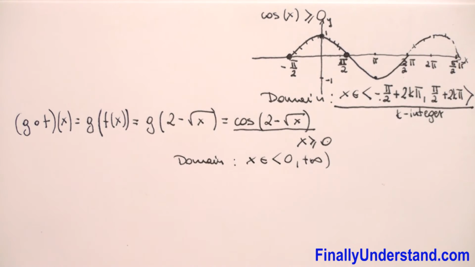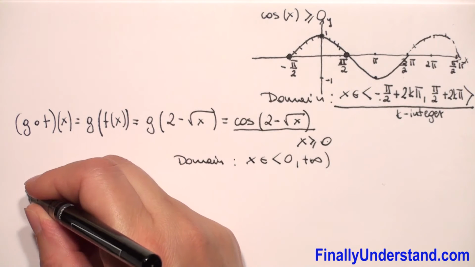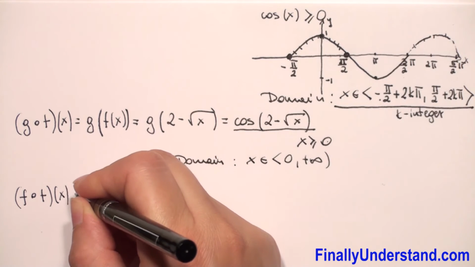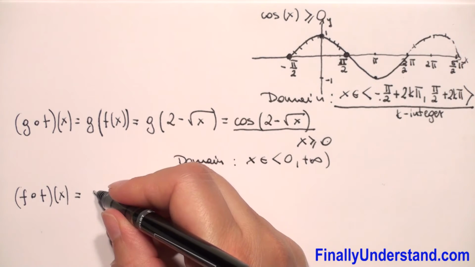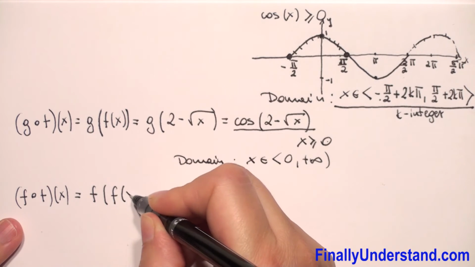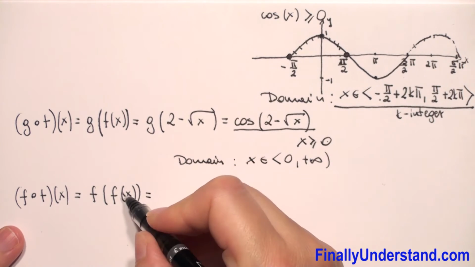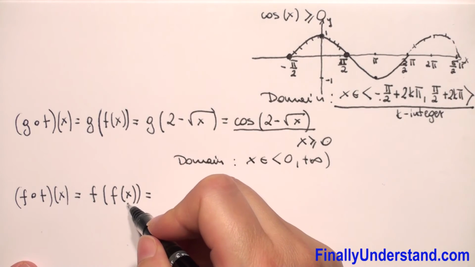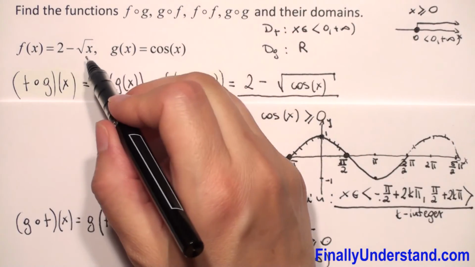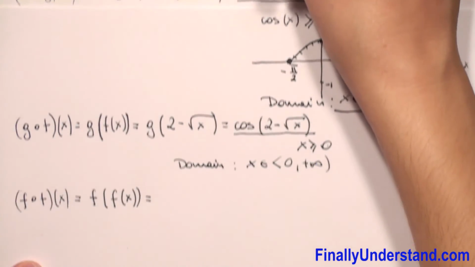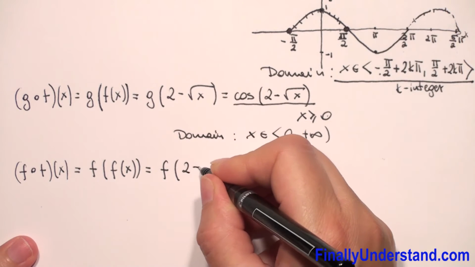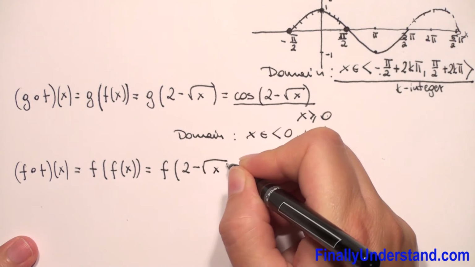Now we have to find the composition of f at x. This is equal. We copy the first function f, and we have f of x. First, we will replace f of x by the formula of our f function. So we will put 2 minus square root of x. So we have f of 2 minus square root of x.